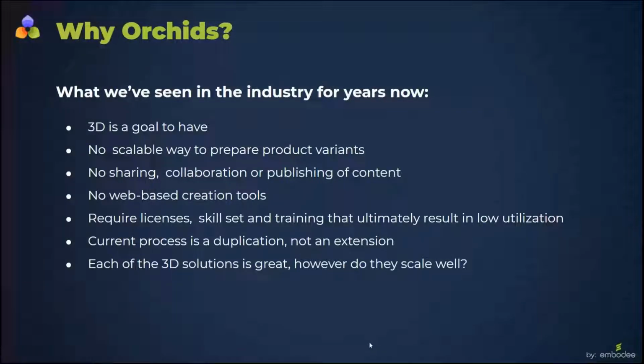And then current processes are mainly a duplication, not an extension. What I mean by that is that if a customer or maybe a supplier is using solution A, then I as a vendor or a buyer selected solution A as well, or the other way around. If I as a buyer selected solution B, then my supply chain has to use solution B as well. That makes little sense, because we don't use the same computer so we can get on this webinar today.